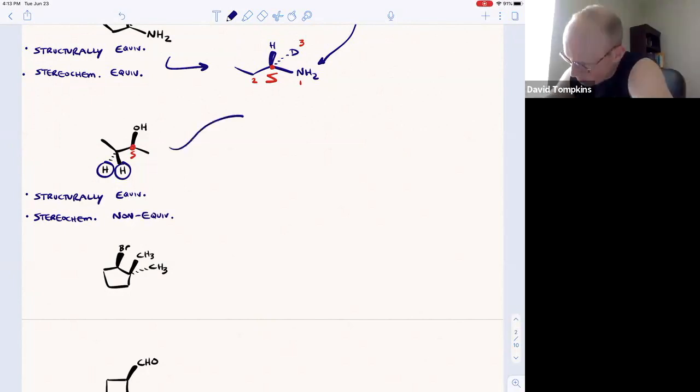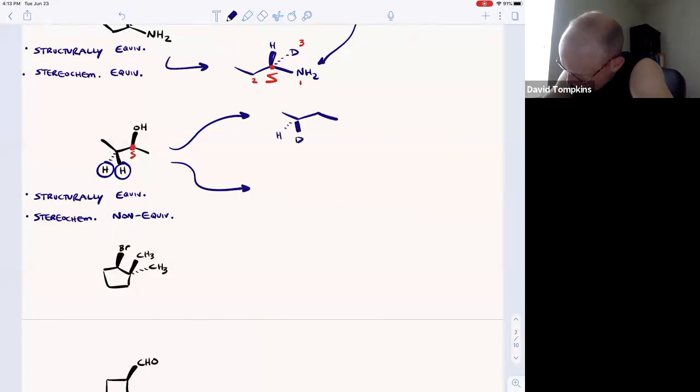Here's the reason. One of them is coming forward. So replacement of that proton with deuterium will produce one isomer that is not a mirror image, nor is superimposable with the other replacement structure.